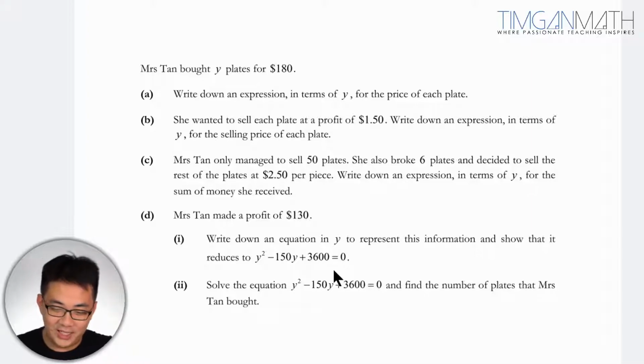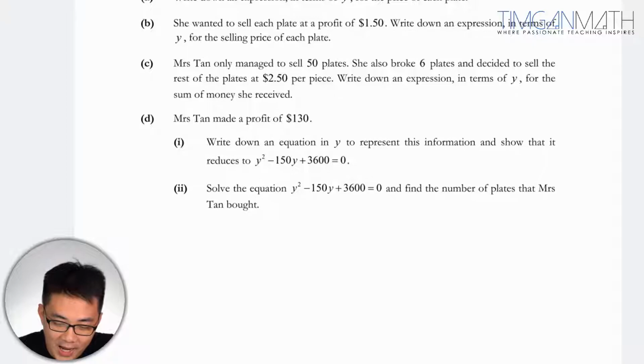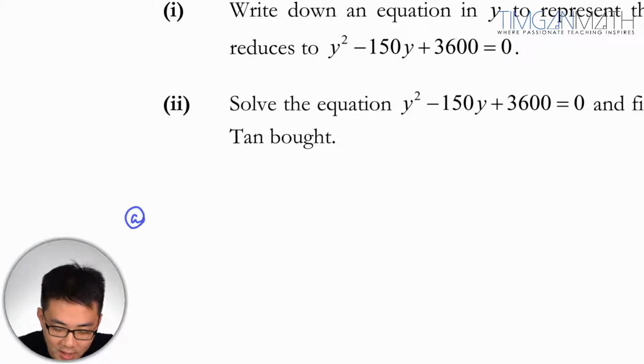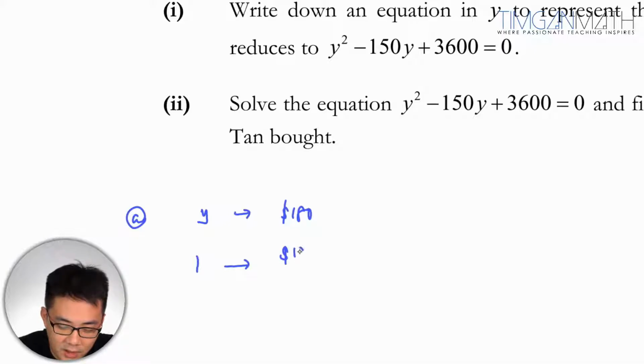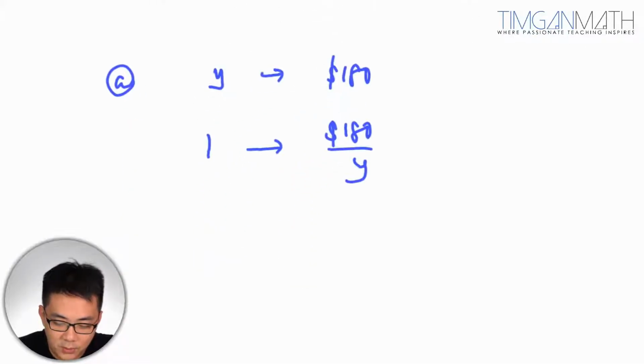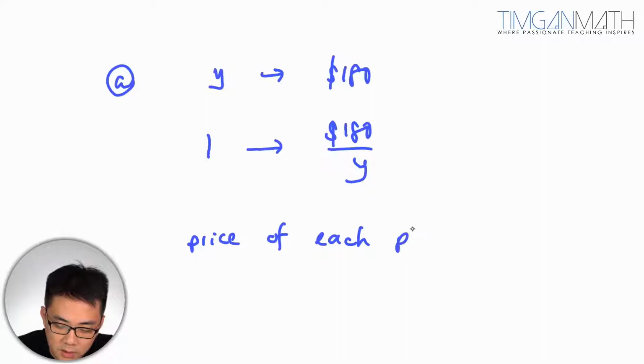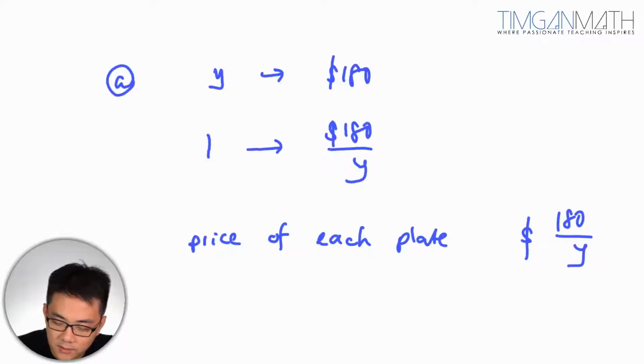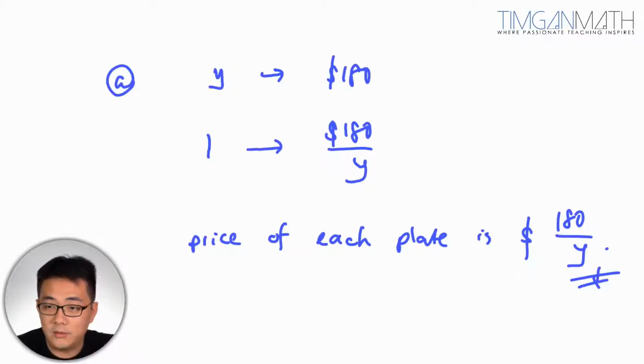That is pretty okay. This is algebra. If you buy Y plates for 180, so the number of plates is Y, right? That will give you 180. So if you want one plate, you just take 180 divided by Y. So the price of each plate is just 180 over Y. That's about it. This is the first one.